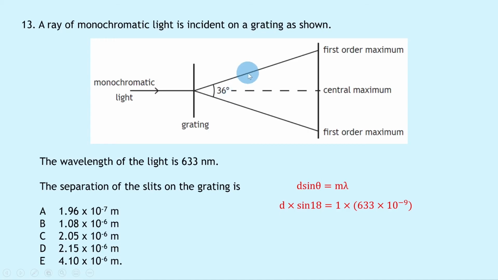So here we're dealing with the first order maximum, so my angle is going to be half of this 36, which is 18 degrees. And this is equal to 1 for m, because we're dealing with the first order maximum, times 633 times 10 to the minus 9, which is my wavelength in nanometers converted into meters. So 1 times this is simply going to be the wavelength here, divided by sine of 18, which will give us a value for d of 2.05 times 10 to the minus 6 meters, which is answer C.